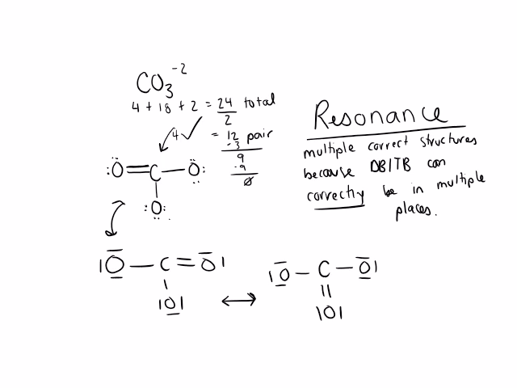All right, let's try another. All right, next, let's draw CS2. Okay, still following our same rules. Carbon brings 4 valence plus sulfur's in group 6. 6 times 2 is 12. 4 plus 12 is 16 total. All right, 16 divided by 2 gives us 8 pairs in our picture.